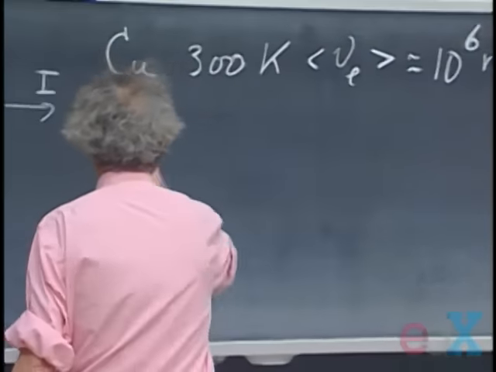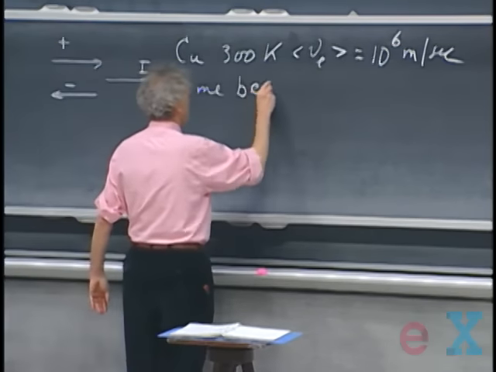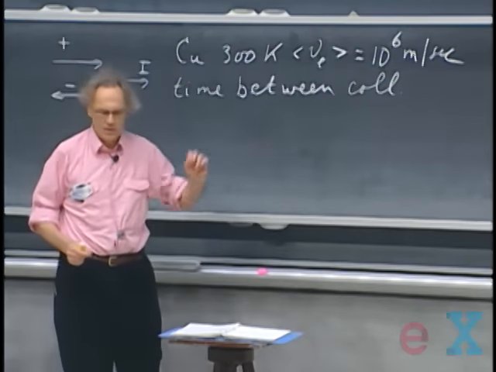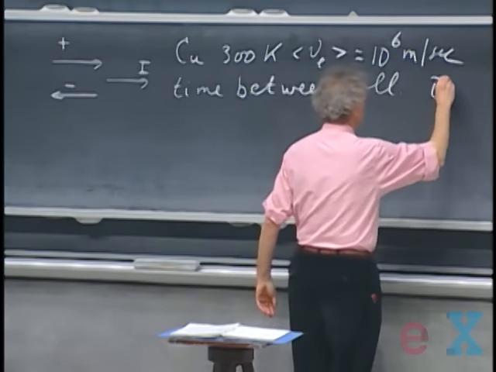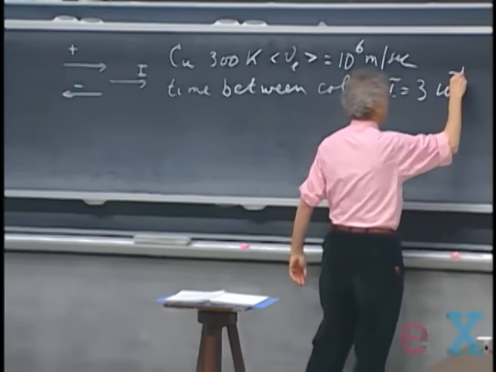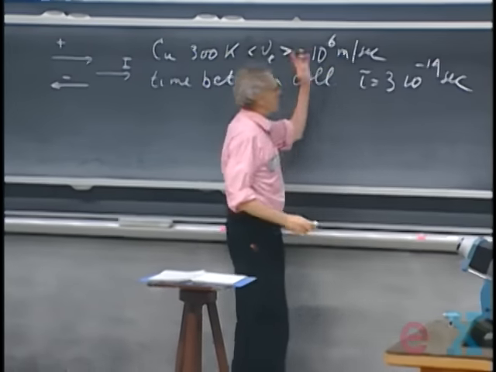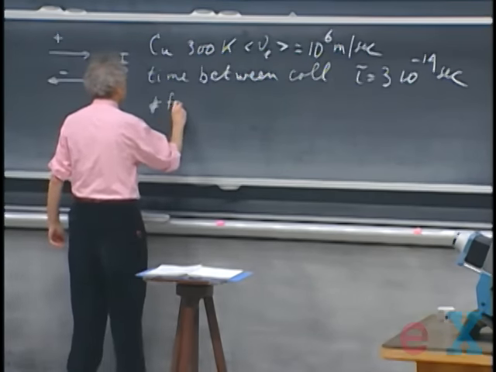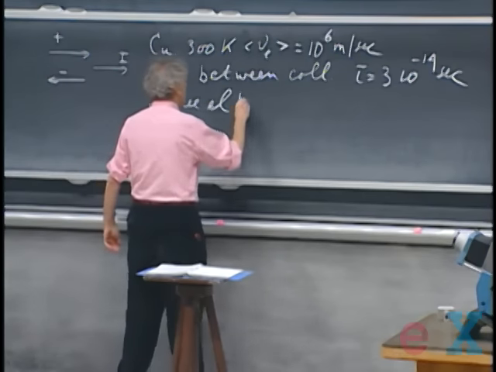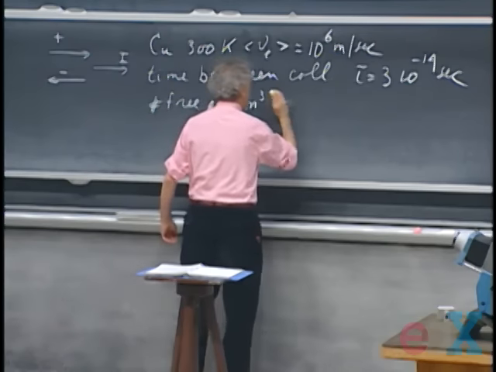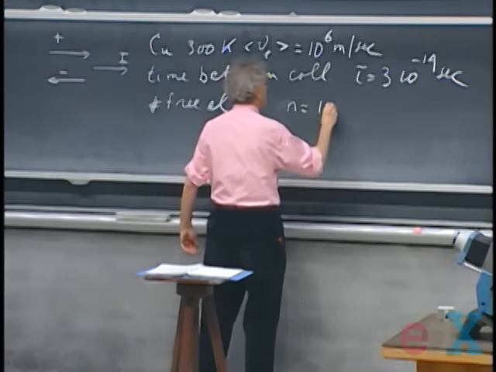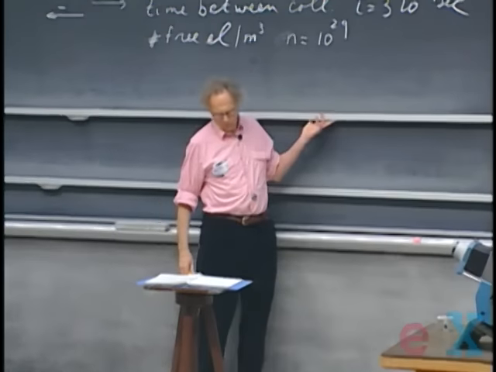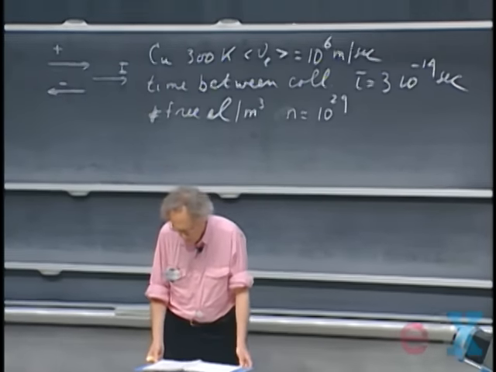The time between collisions, and this is a collision of the free electron with the atoms, I call it tau, is about 3×10⁻¹⁴ seconds. No surprise, because the speed is enormously high. And the number of free electrons in copper per cubic meter, I call that number n, is about 10⁻¹⁹. There's about one free electron for every atom. So you get 10⁻¹⁹ free electrons per cubic meter.